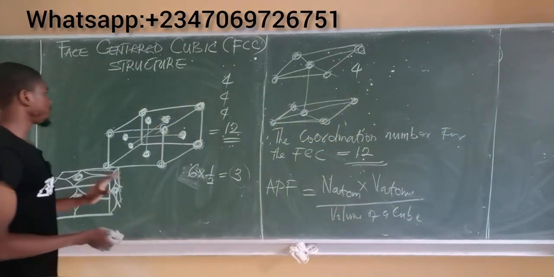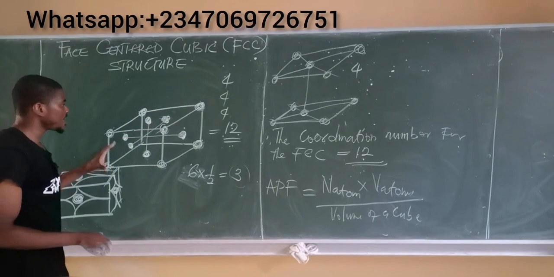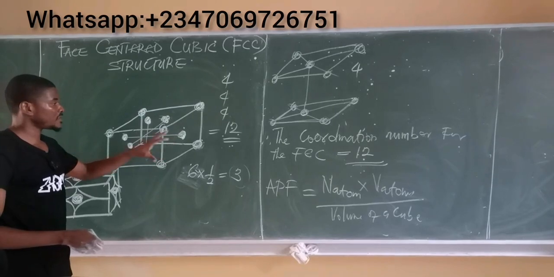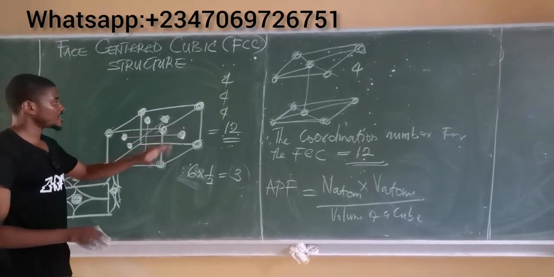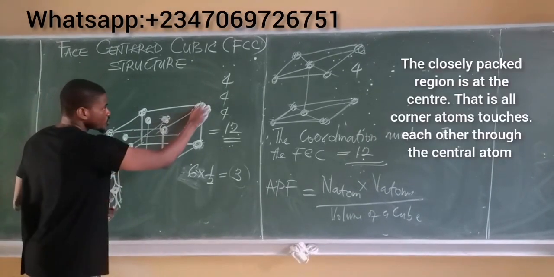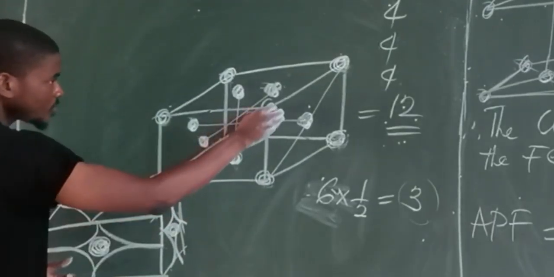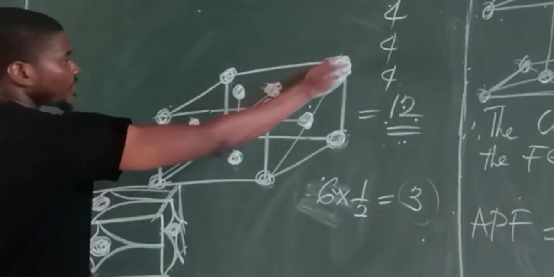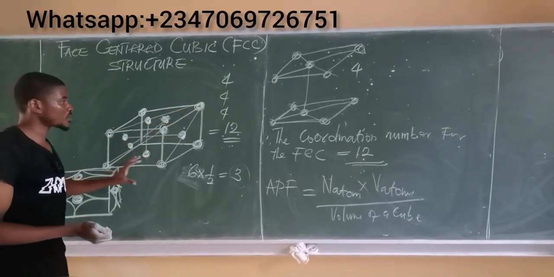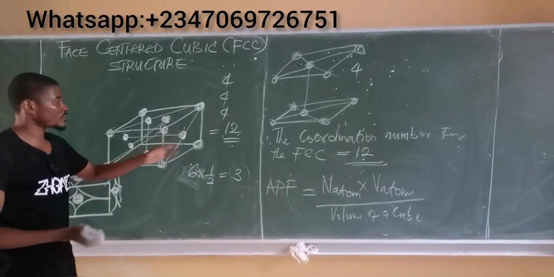Now we are talking about a face-centered cubic structure, and we've said that for a face-centered cubic structure, each of these faces contains a central atom. For each of the faces, there is always a central atom. So which means the closely packed regions can take place on each of these faces. So this can be from here to here. This can also be from here to here. This can also be from here to here. So on each of these faces, we can have a closely packed region, so all the atoms can always come in contact with the central atom for face-centered cubic.